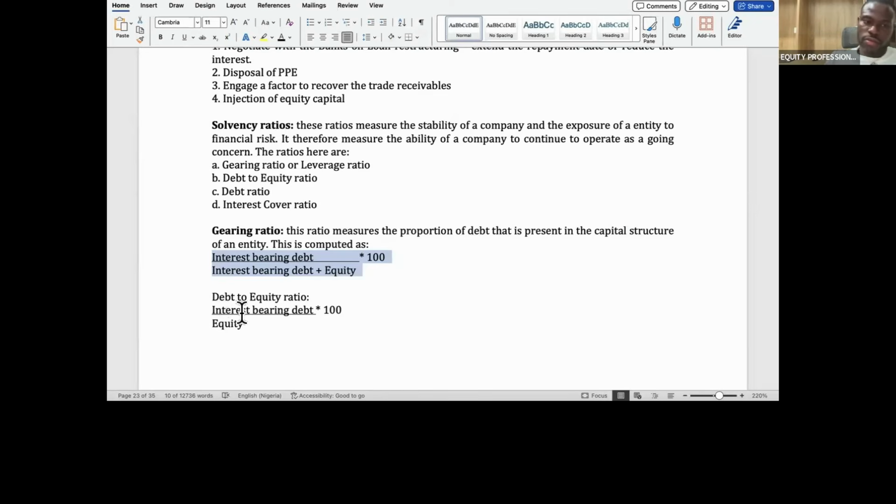And this one, because you're comparing one to one, debt to equity. So for this company to be highly geared is when the debt is now higher than equity. That's 100% and above. Then you say this company is highly geared, which is very bad.